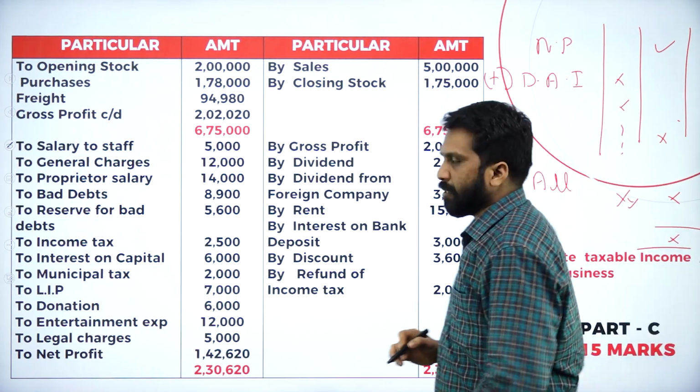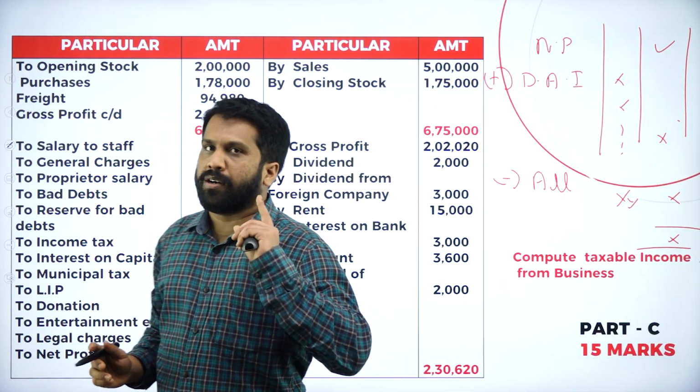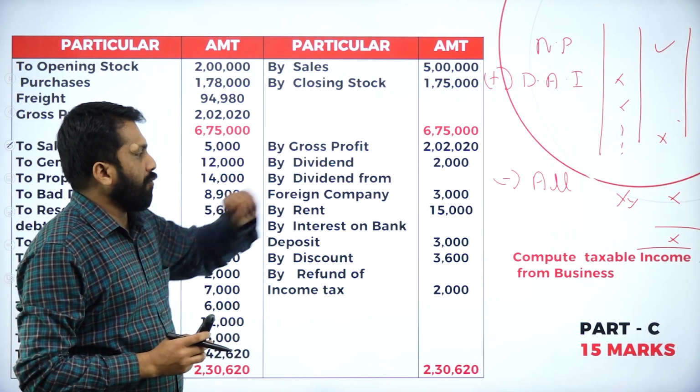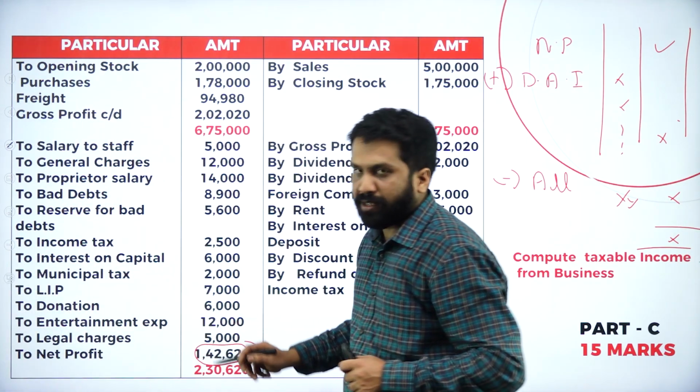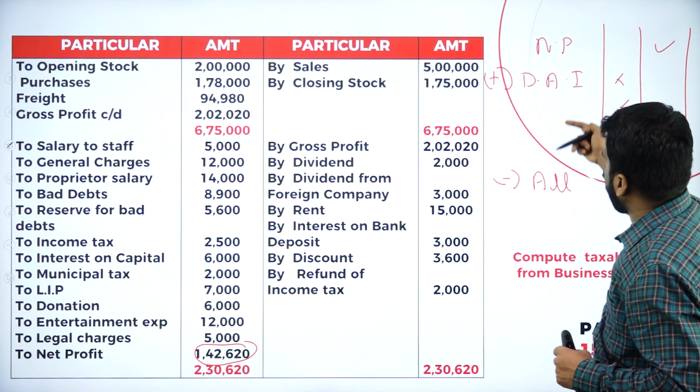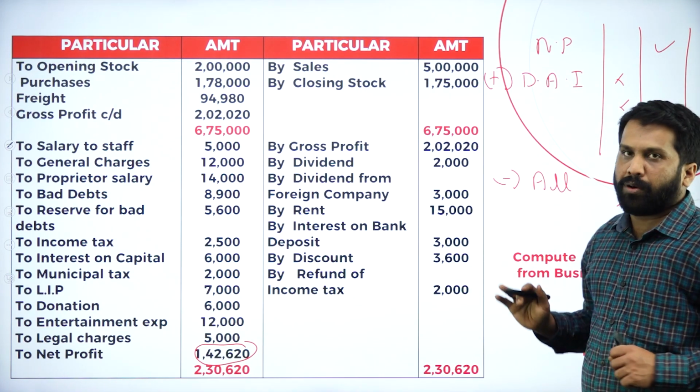This is only your answer. This much only your format. Net profit, it is already given in the question. See, 1,42,620. Add all disallowed items minus all allowed items.